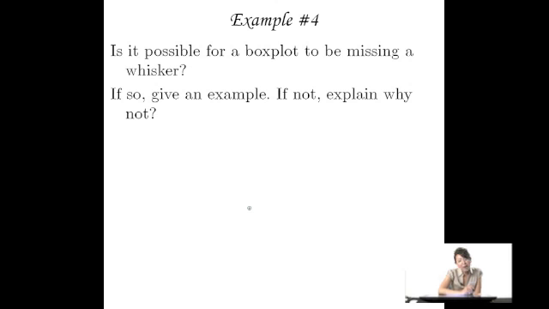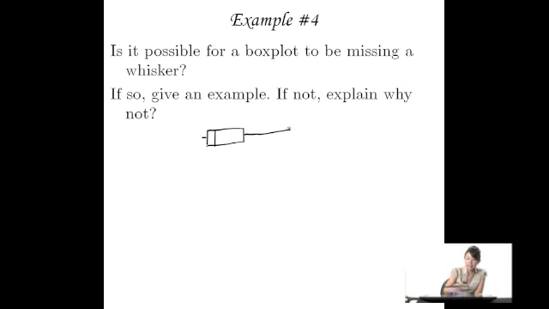Example 4. Is it possible for a box plot to be missing a whisker? If so, give an example. If not, explain why not. Well, let's think about this. We know that when it's skewed, let's say skewed right, this side's whisker can be very small and this side's whisker can be very long. Now, what would it mean for it not to have a whisker at all? Well, one thing might be that you might have so many values that are exactly the same that you can't quite split them up into whisker and box.